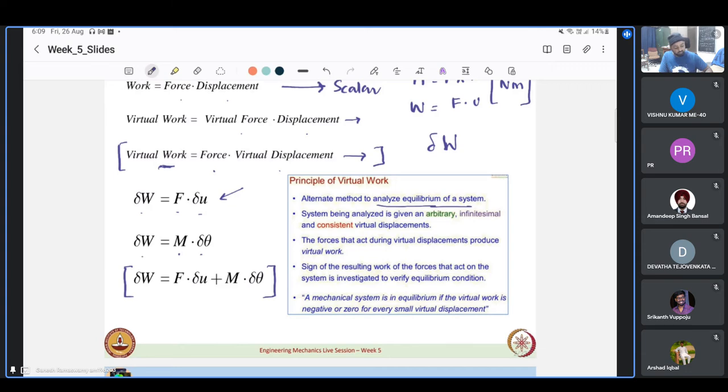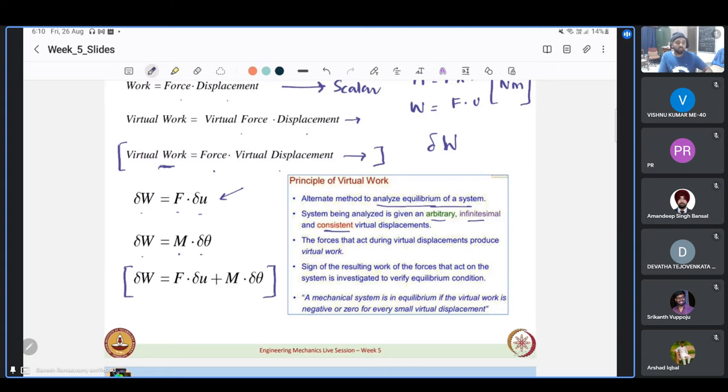Okay, so virtual displacement we need to introduce, but there are certain conditions with which we can introduce them. The virtual displacement can be arbitrary, infinitesimal, and it has to be consistent with the constraints of the system. What these words mean, I will explain in the subsequent slide, but one needs to keep this in mind. So forces dotted with the corresponding virtual displacement is what gives us virtual work.